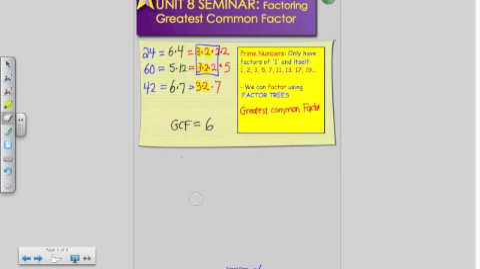Okay, so what if I had the problem 7x squared y minus 21xy cubed, and you needed to factor this expression. First thing you have to do is look for the greatest common factor. Figure out what the greatest common factor is.